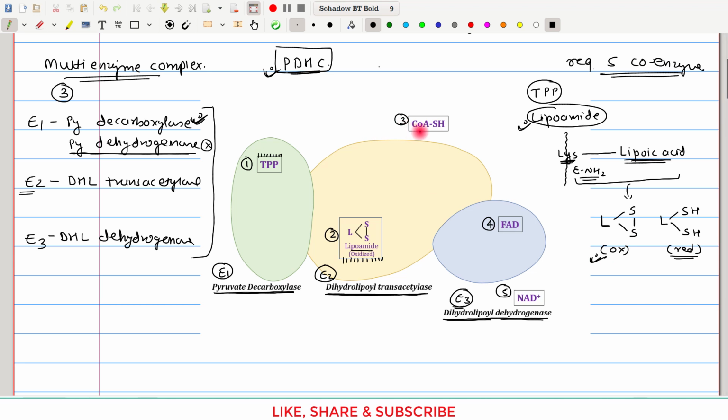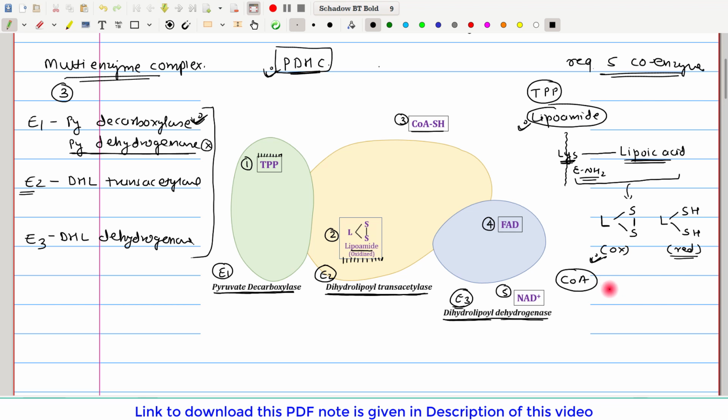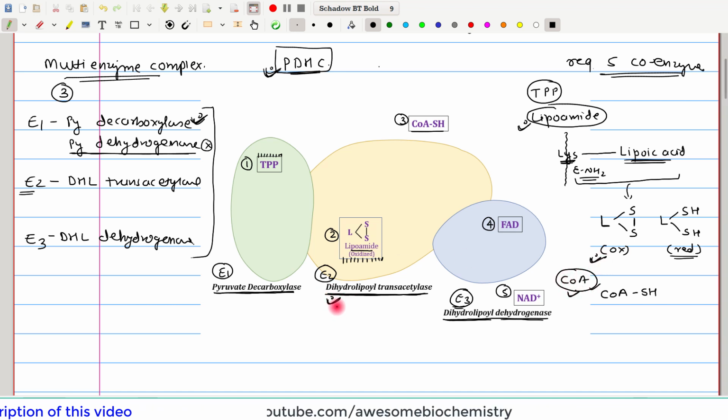The third coenzyme is coenzyme A. In this coenzyme A, there is one very important group, that is the SH group, and to emphasize that the SH group is important, we generally write coenzyme A with its SH group, right? Now, see, this coenzyme A is not bound with any of the protein components of this pyruvate dehydrogenase complex. It is lying free, but it is required by this enzyme E2. So, that thing we have to keep in mind.